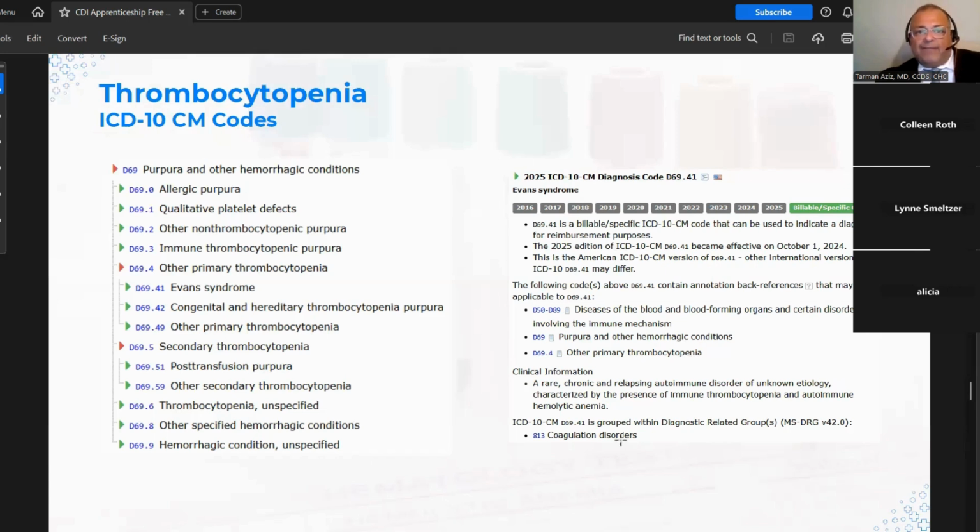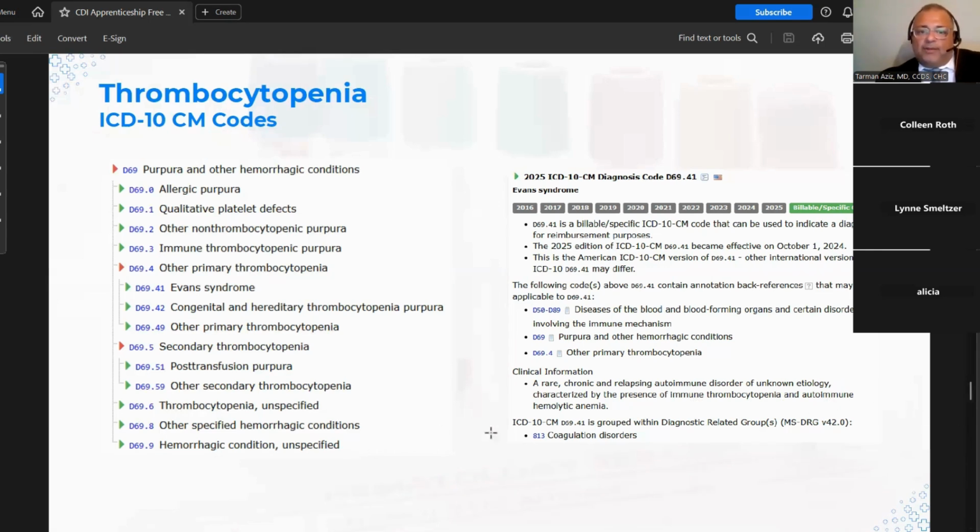You can see here, Evans syndrome is a rare chronic relapsing autoimmune disorder that we don't know really the whole story as to how it even comes about. But there's typically an ITP along with an autoimmune hemolytic anemia.